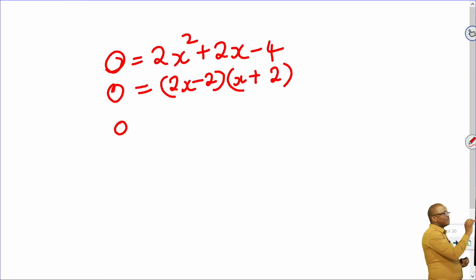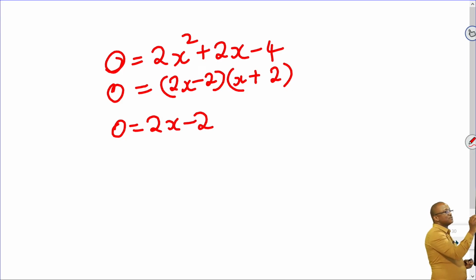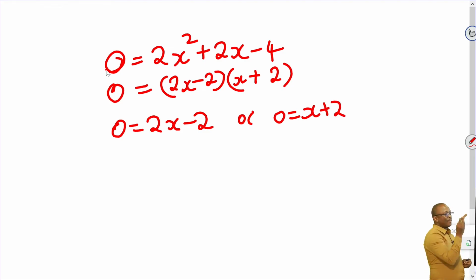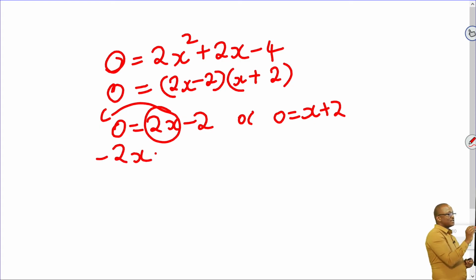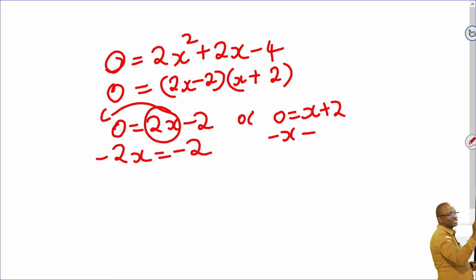Then we're going to have the zero factor rule. 0 is equal to 2x minus 2, or 0 is equal to x plus 2. Then from there we can take this side. We're going to have negative 2x, it's equal to negative 2. Also this side we're going to have negative x, it's equal to 2. Correct?